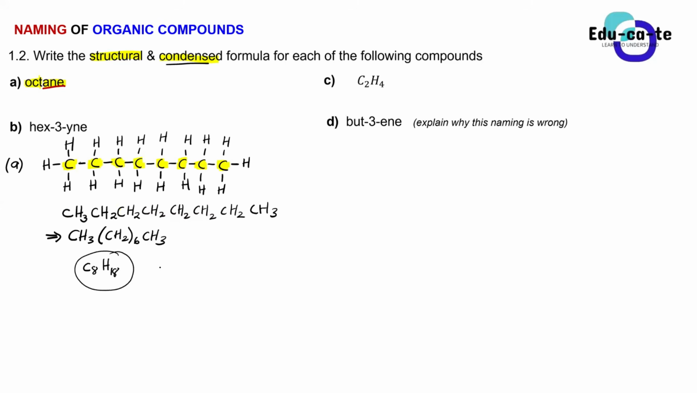The question wants the condensed formula. This formula, what is it known as? The one that was given by Senawe, guys. What is the name of this formula? Molecular, sir. It's known as a molecular formula. So the molecular formula is that formula where you indicate that we have 8 carbons in total and 18 hydrogens in total. You write these 8 and this 18 as subscripts.